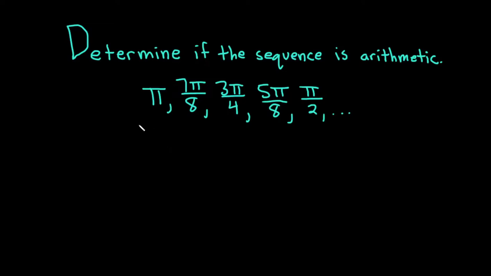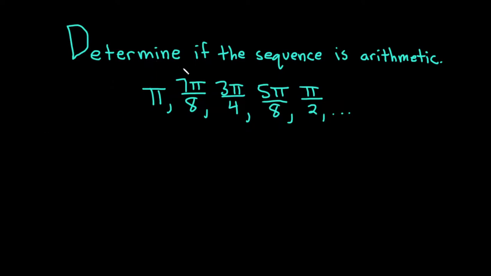Hello, in this video, we're going to do a math problem involving what's called an arithmetic sequence. An arithmetic sequence is a sequence in which each term, except the first term, can be obtained by adding a number over and over. For example, if you add a number to pi, you should get to 7 pi over 8. And if you add that same number to 7 pi over 8, you should get to 3 pi over 4. And that's true. You can use that same number, that same constant, to get all of the terms, except the first one, because you need a starting point.